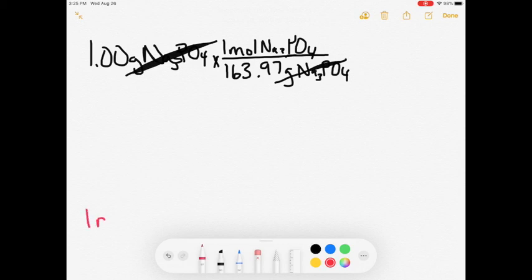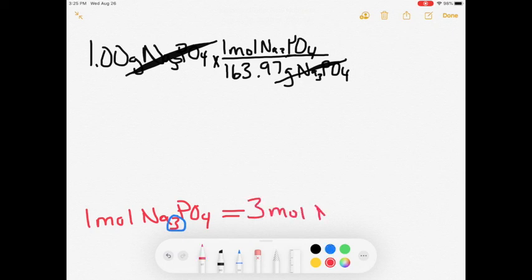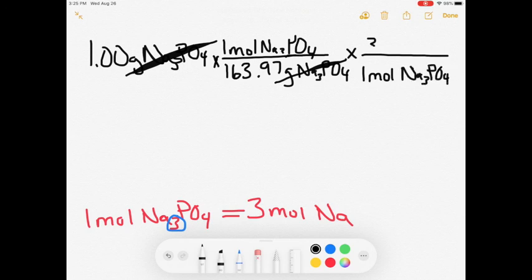So if I have 1 mole of sodium phosphate, and we're going to sodium, then I have 3 moles of sodium. So that's how we're going to get sodium all by itself. Okay, so I'm going to add that in here. I want moles of sodium phosphate to cancel, so I'm going to put it in the bottom. 1 mole sodium phosphate, 3 moles of sodium.